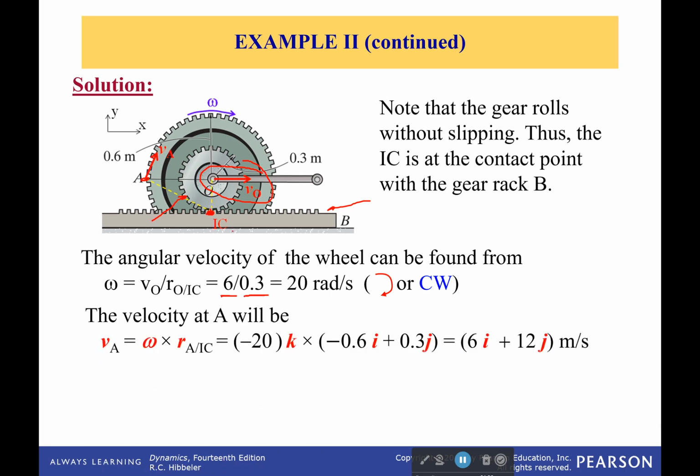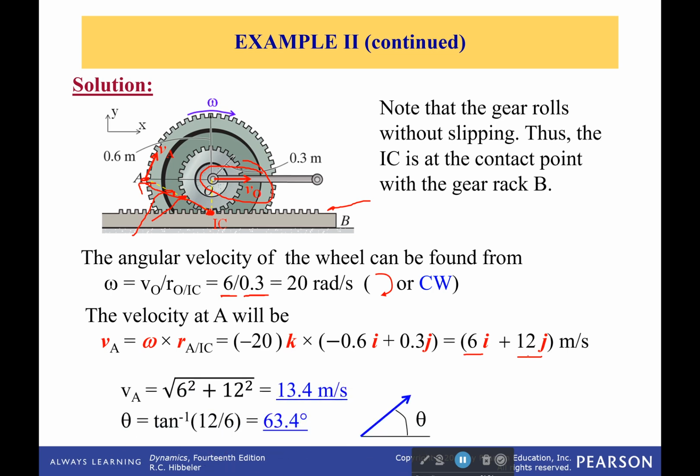And we use that angular velocity and our position vector from the instantaneous center to point A to get the velocity at point A, which is 6 in the I direction and 12 in the J, or a velocity of 13.4 meters per second.